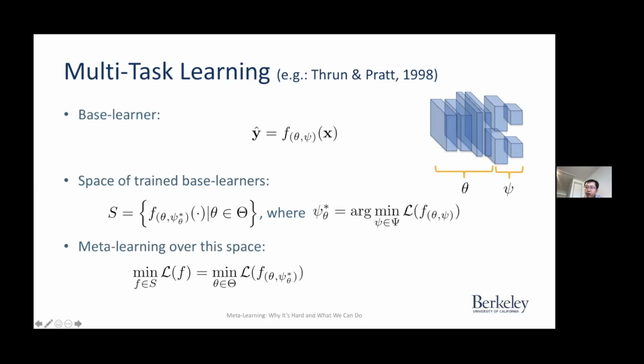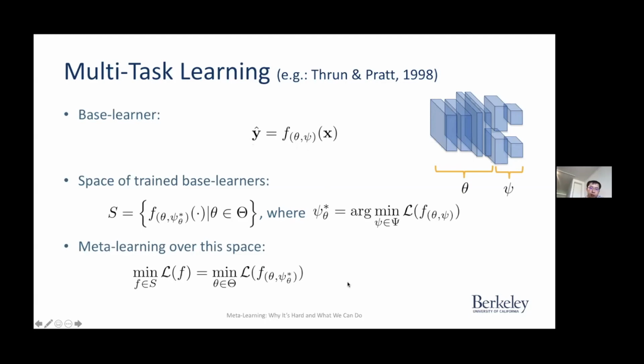Psi here is specific to each different task. In this example we have two different tasks. For task one, we'll use this set of parameters, and for task two, we'll use this other set of parameters. The base learner here is very simple: a model that takes in an input and gives us a prediction. We just have this decomposition of the parameter space into theta and psi.